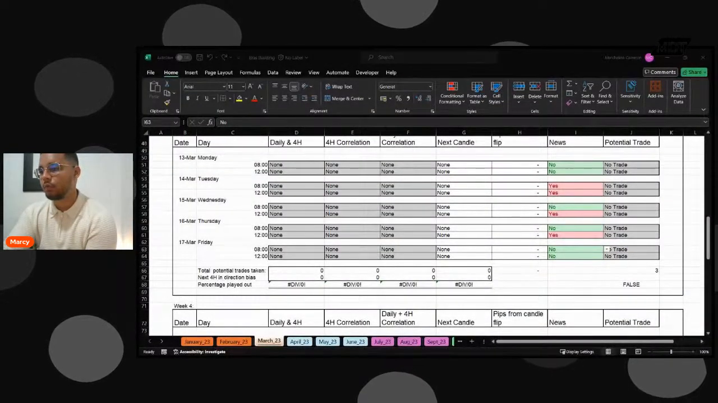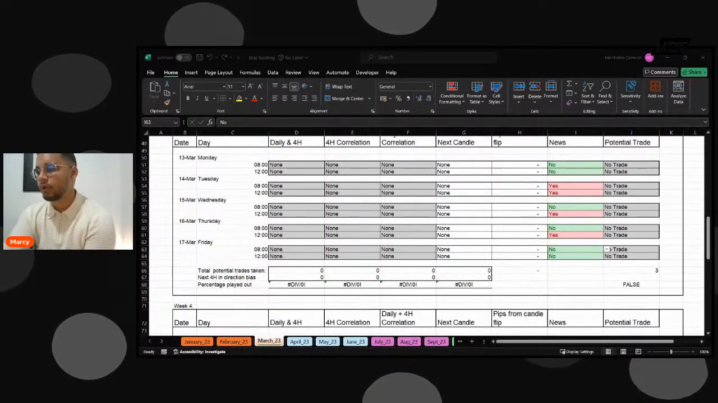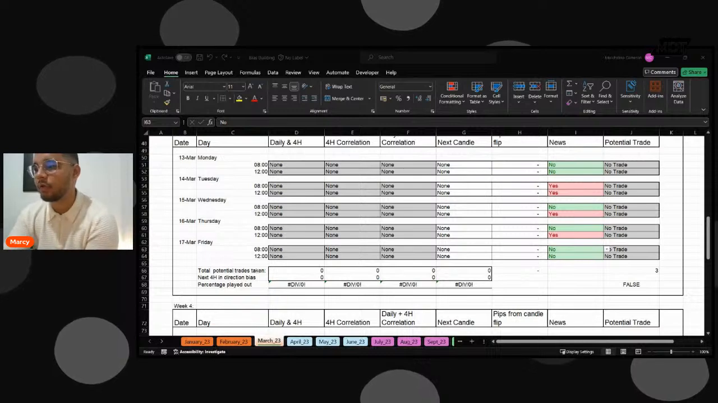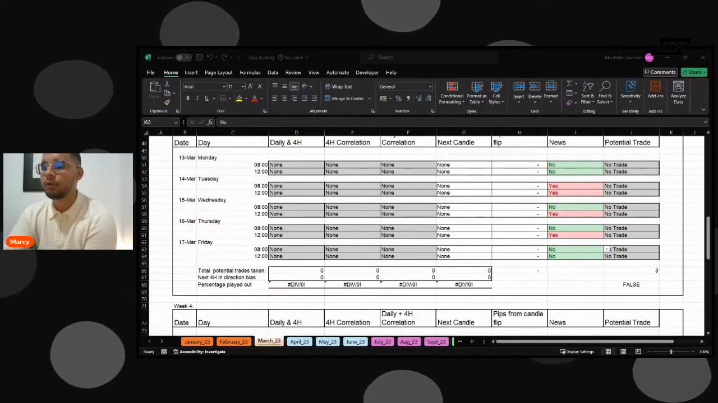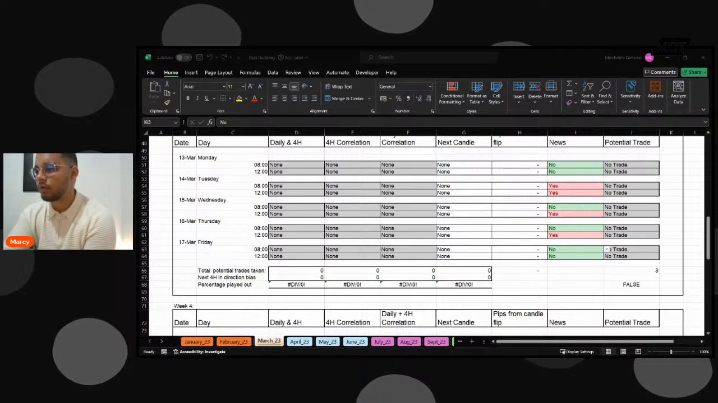Let's go to Monday the 13th on the daily time frame. Monday the 13th. So we have a bullish candle closure on Friday. So we're looking for bullish candles on the 4H at 4 o'clock.